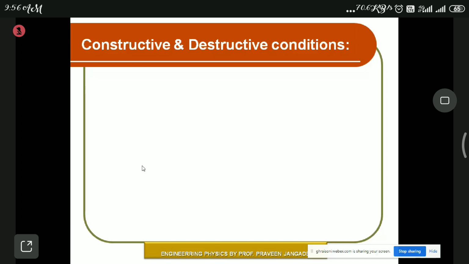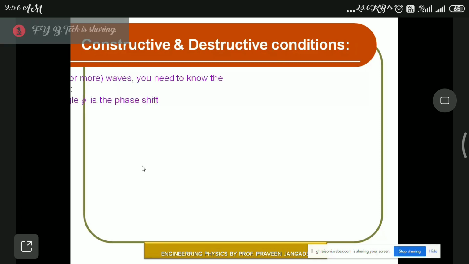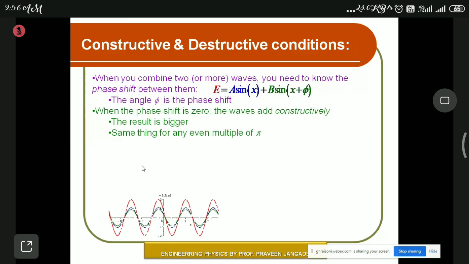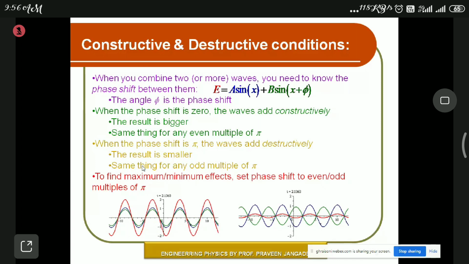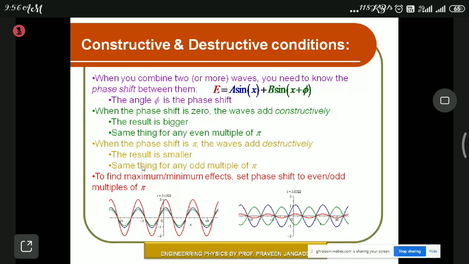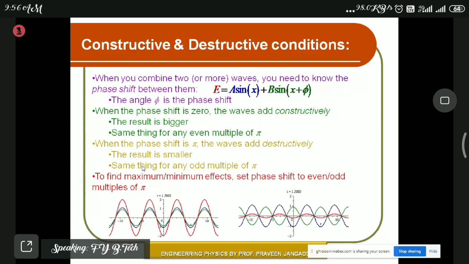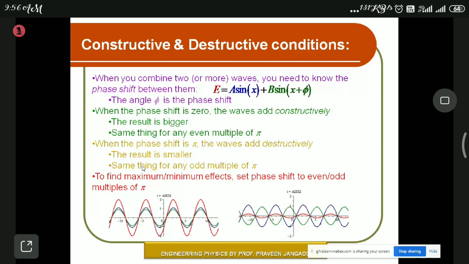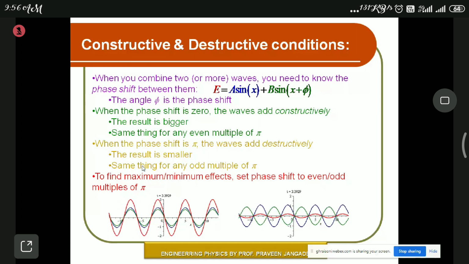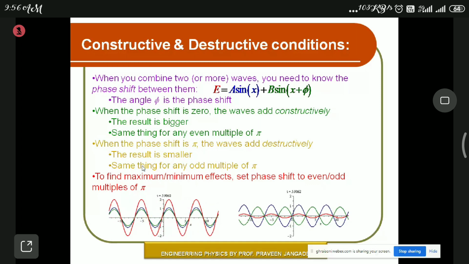Then next are the conditions. As you know, the conditions of constructive and destructive interference. So I'll just mention here, you can just see a diagram. So what is the condition? As you have learned, the conditions for interference, constructive as well as destructive. So just look at the diagram. What does the diagram say here?